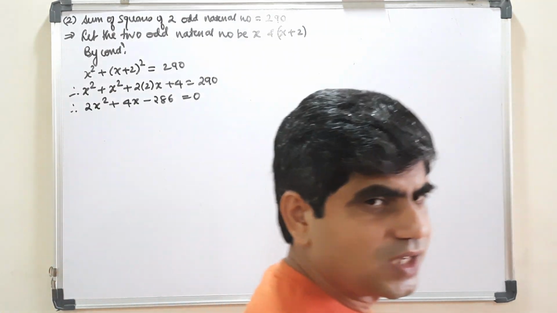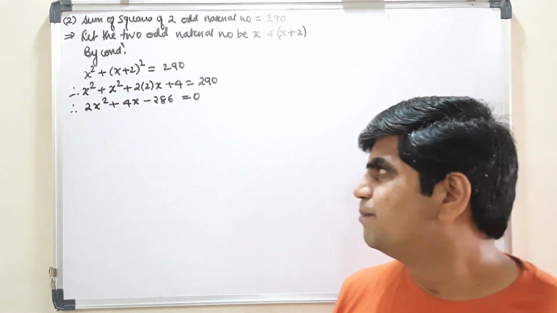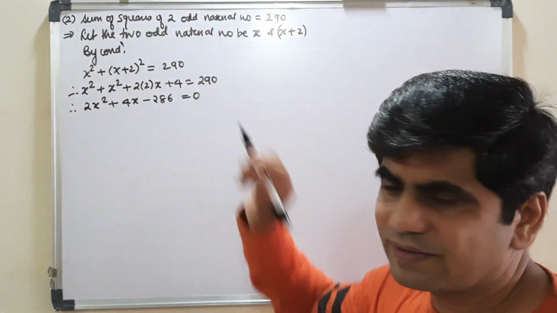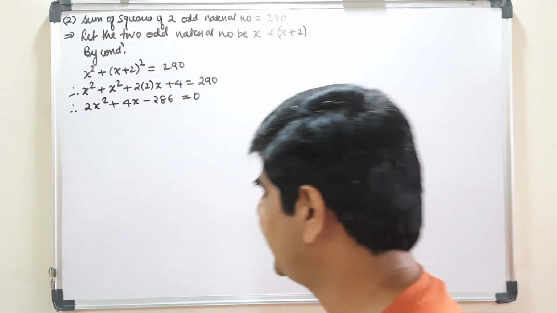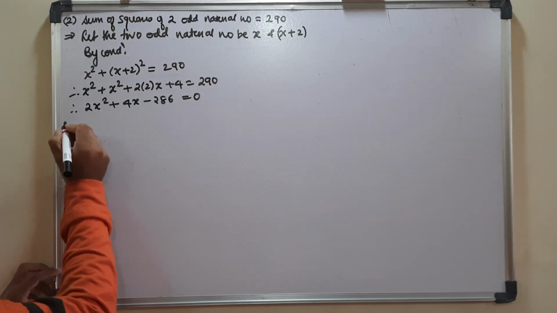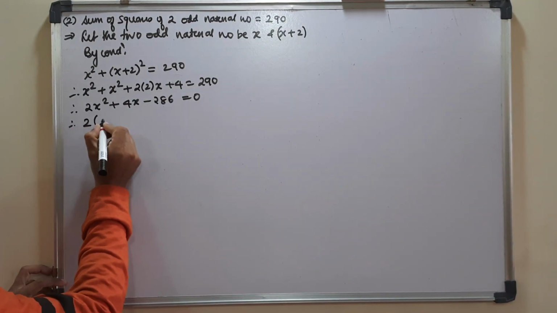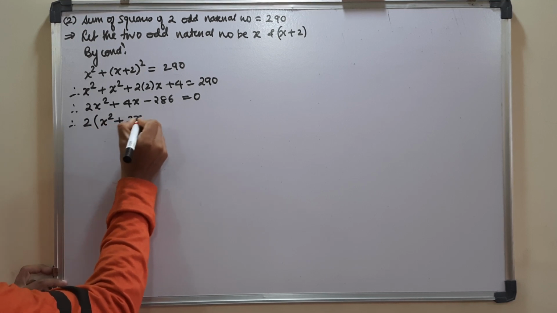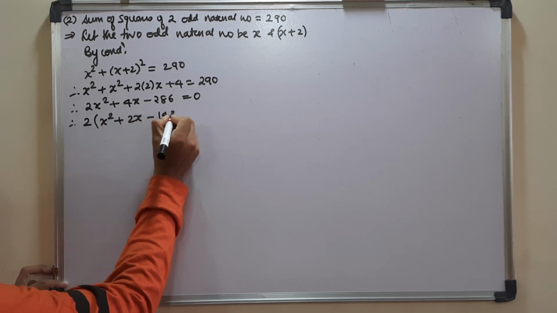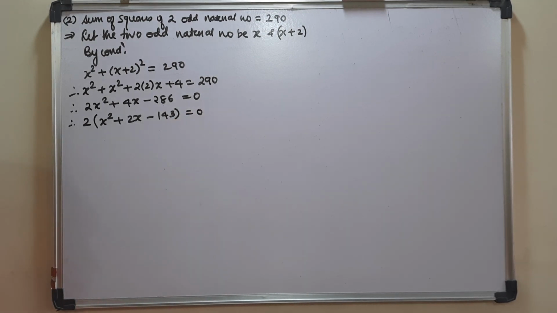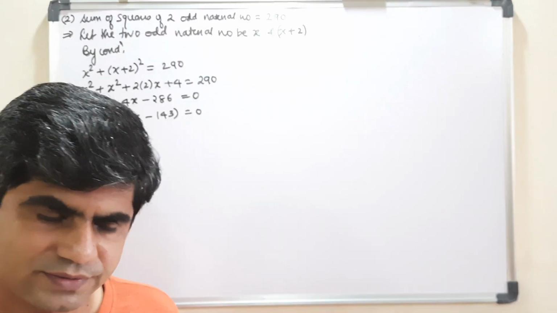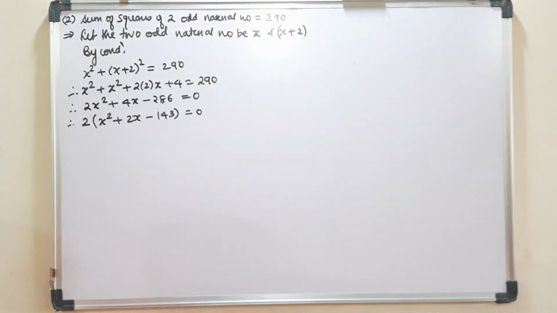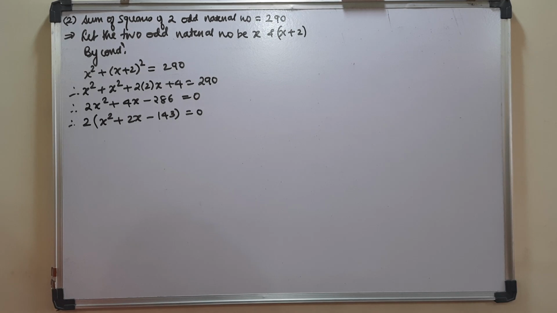Right? You can solve it as it is, but I can see here that 2 is common everywhere. Agreed? 2 is common. So take it out, that is 2 into bracket x square plus 2x minus 143 is equal to 0. So between 2 and the bracket there is multiplication. Yes or no? Yes it is.